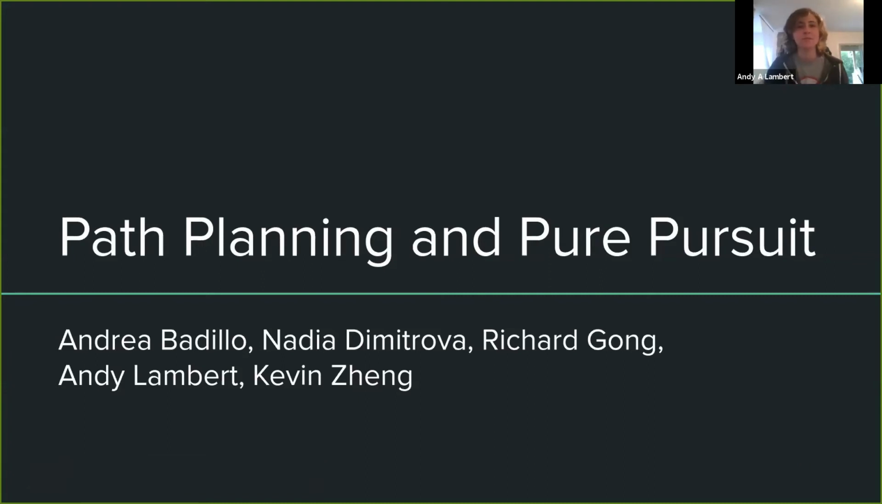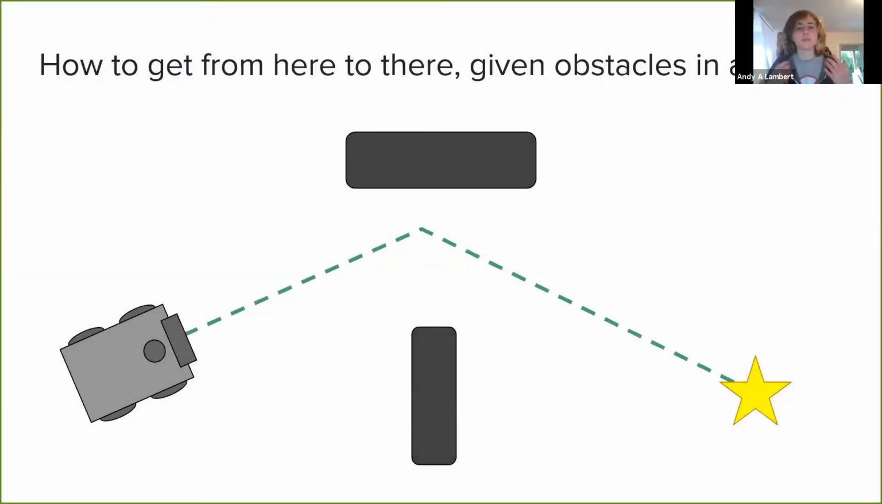Hello, welcome to Team 5's briefing on our implementation of path planning and pure pursuit control. In this lab, our goal is to solve one of the most fundamental problems of robotics, which is how do you get a robot to move from one position to another, given certain obstacles in a map. In this case, we were given the map itself, so that eliminates some of the complexity of needing to generate the map as the robot moves around its environment.